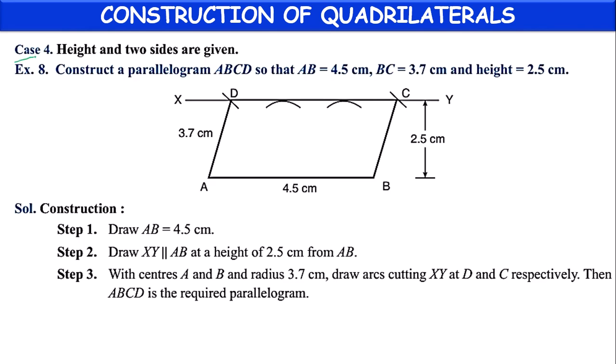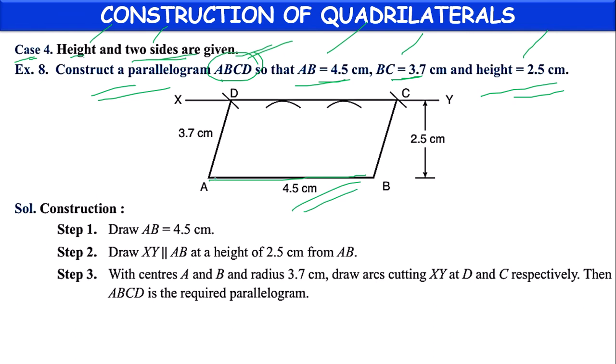Next question, case 4. Height and two sides are given. So, the height of the parallelogram and two adjacent sides are given. Construct a parallelogram ABCD so that AB is 4.5 cm, BC is 3.7 cm, height 2.5 cm. Like this, we have to construct a parallelogram.